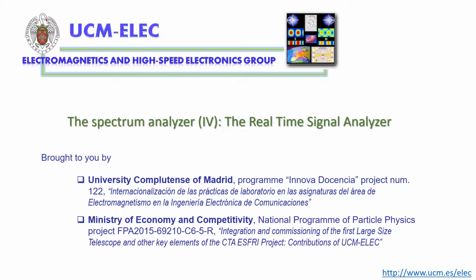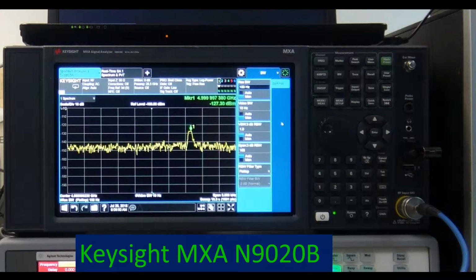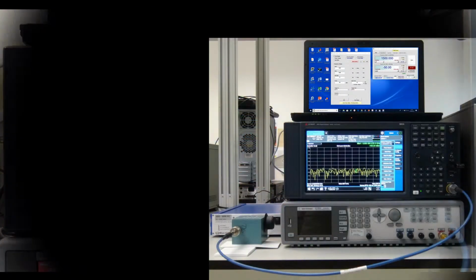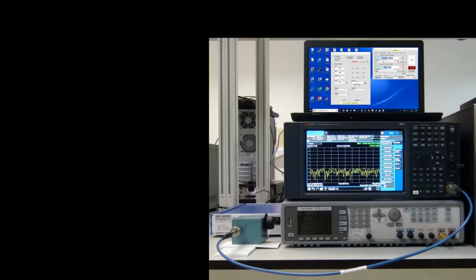In this video we will illustrate how we can measure non-stationary signals with an advanced spectrum analyzer. This is the instrument we will use, the Keysight MXA N9020B signal analyzer. We also need a generator able to provide a signal with a non-stationary spectrum. We can use our Mini-Circuits generator for this purpose. I will apply to the analyzer a sinusoid with a time-dependent frequency.